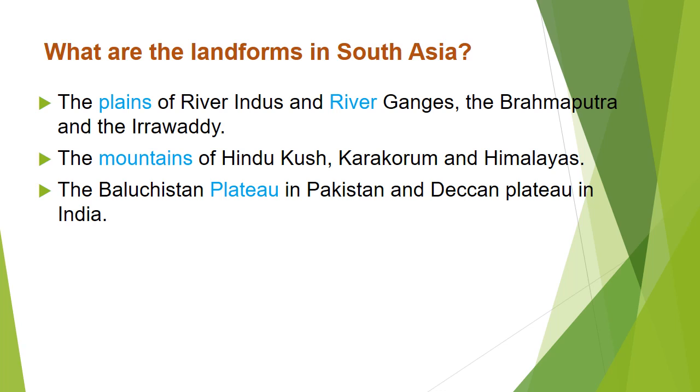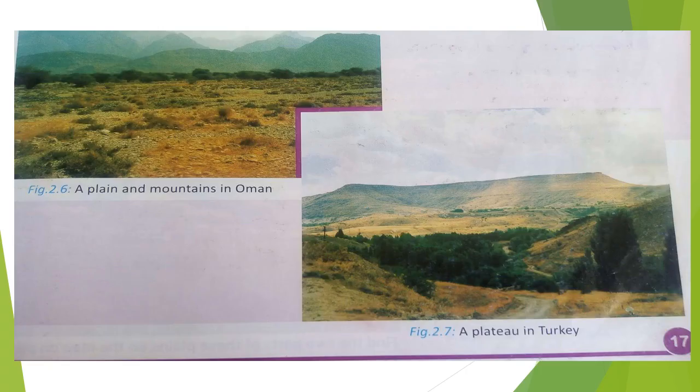So here you can see the plains of river Indus, river Ganges, Brahmaputra and Irrawaddy. Then the mountains of Hindu Kush, Karakoram and Himalayas. Balochistan Plateau in Pakistan and Deccan Plateau in India. So these are the rivers, plains, mountains and plateaus. These are the landforms in South Asia, as you have seen in the previous slide. Now here you can see figure number 2.6, which is showing a plain and mountains. Then in the second diagram, figure number 2.7, a plateau in Turkey. So this is a plateau.